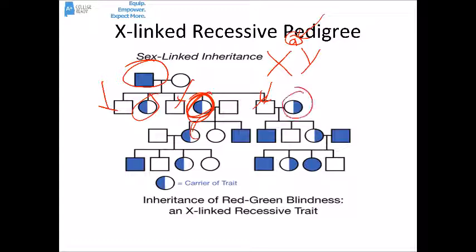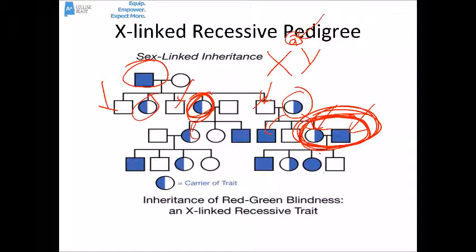Notice this daughter. She passes it on to a son who's affected. She also passes it on to a daughter who's a carrier. Notice this couple right here. This is unique. We have an affected male and a female who's a carrier. Turns out this combination is the only way that you're going to get affected females. This female is the only one in our pedigree who actually has red-green color blindness, and it is very rare.